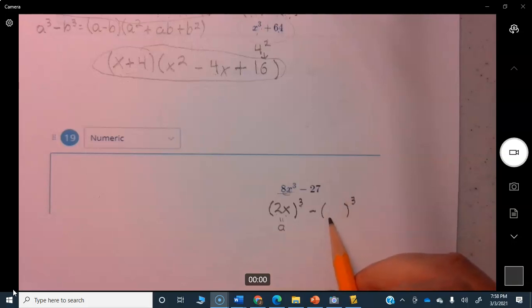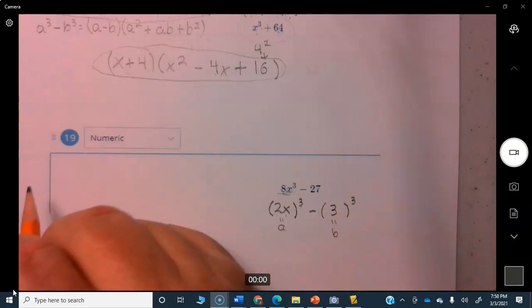Okay, now what do you raise to the third power to get 27? You kind of got to know your cubes. You just assume there's an easy answer to it, that they're not going to give you one that's impossible. Well, 1 times 1 times 1 is 1. 2 times 2 times 2 is 8. 3 times 3 times 3, aha, you just do that on a calculator, that's 27. So it's going to be 3 cubed. So 3 is going to be the b. So 2x is a, and 3 is b.